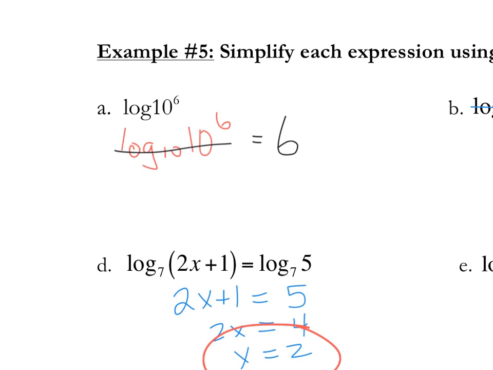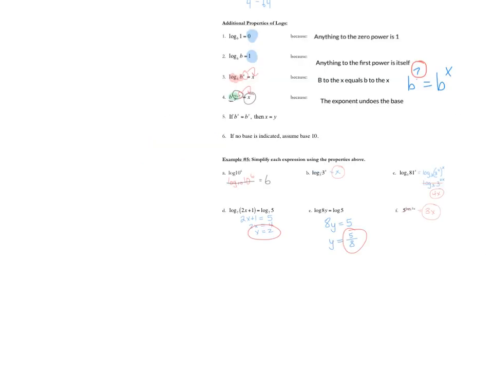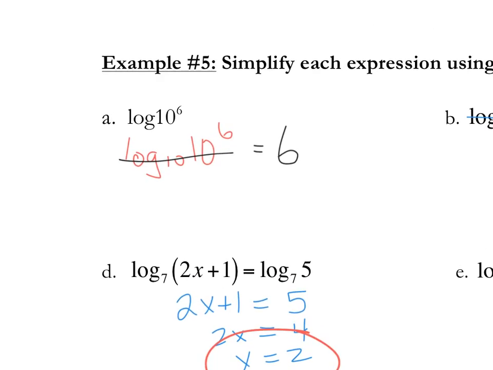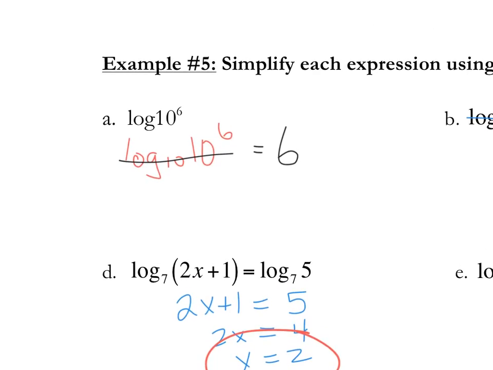All right, let's finish up these examples. So on part A, we have the log, and it looks like there's no base there. But remember our rule from above, if no base is given, we assume that it is 10. So really what we have is log base 10 of 10 to the 6th. Well, that log base of 10 and the exponent base of 10, sorry about that, undo one another. So I am left with a final answer of 6.